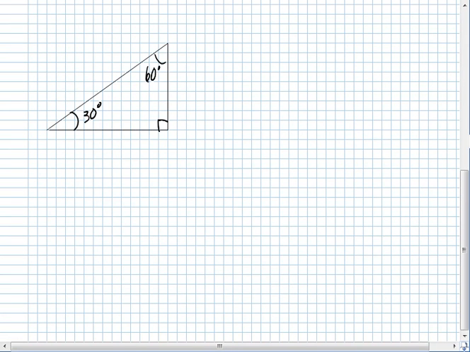Here we have a 30, 60, 90 triangle, and the sides opposite, adjacent, hypotenuse are all relative, except for the hypotenuse, which is always the same. The hypotenuse is always the longest side, or the side opposite the 90-degree angle. So here's my 90-degree angle, and this side over here is the hypotenuse, always.